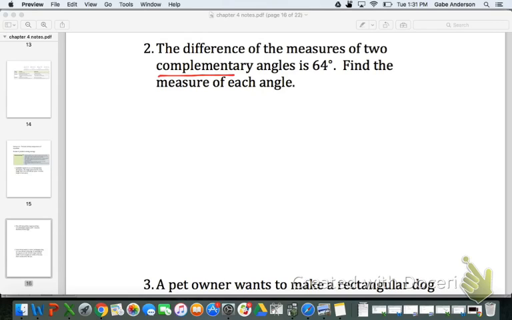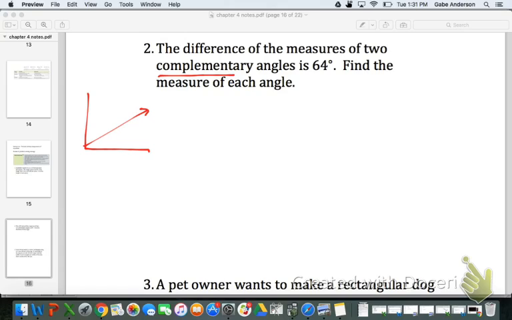Complementary being the key word there. Did you guys come up with what that means? Complementary means two angles that do what? Add up to 90 degrees. Make a right angle. So I would say, draw a picture like this. There's my right angle. And I'll put just some other random angle in there.